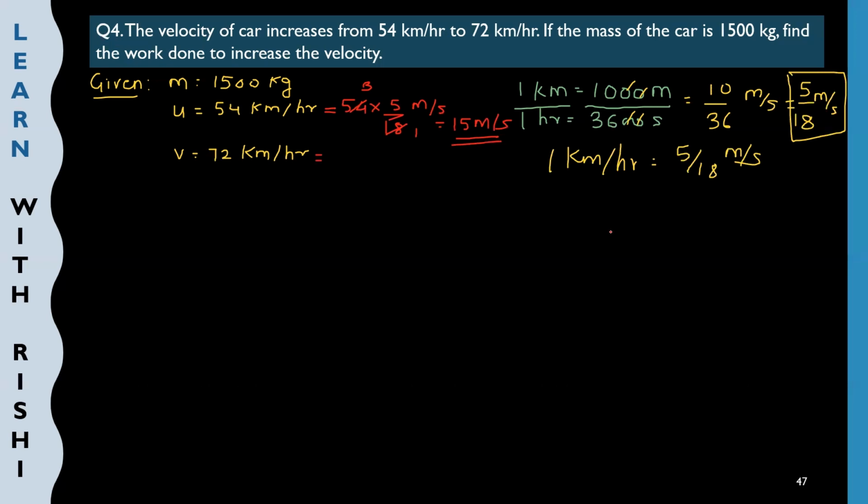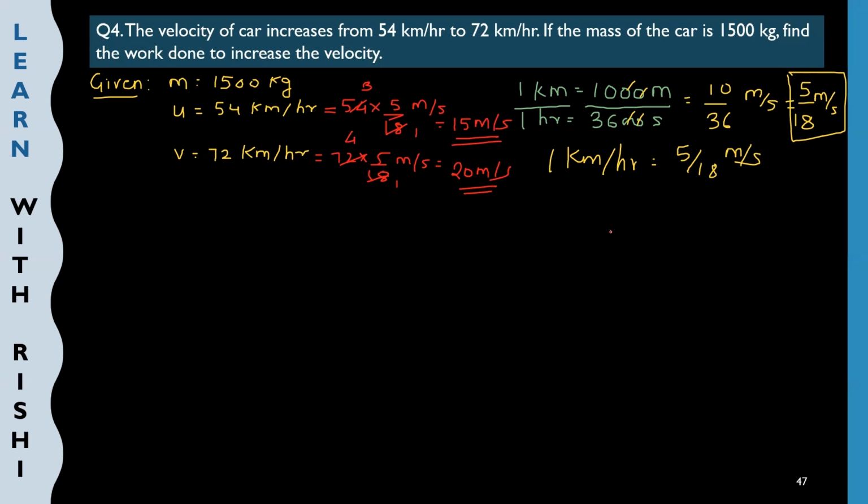And 72 into 5 upon 18 meter per second. Again, if you simplify here, 18 fours are 72. 5 fours are 20. So 20 meter per second. So your initial velocity is 15 meter per second, final velocity is 20 meter per second, and the mass is 1500 kilogram. Now what we have to find?